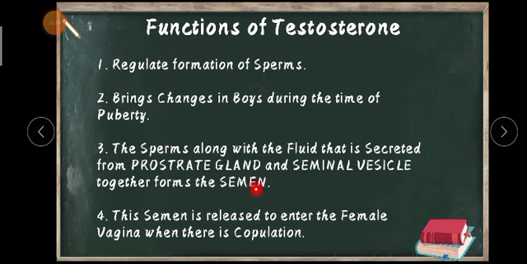All of you note it down, students, what are the different functions of testosterone, since it is very important. First is to regulate the formation of sperms. Whether sperms are produced or not, in how much quantity sperms will be produced, and when the sperms must be produced, these are all controlled by the testosterone hormone. Is it clear?